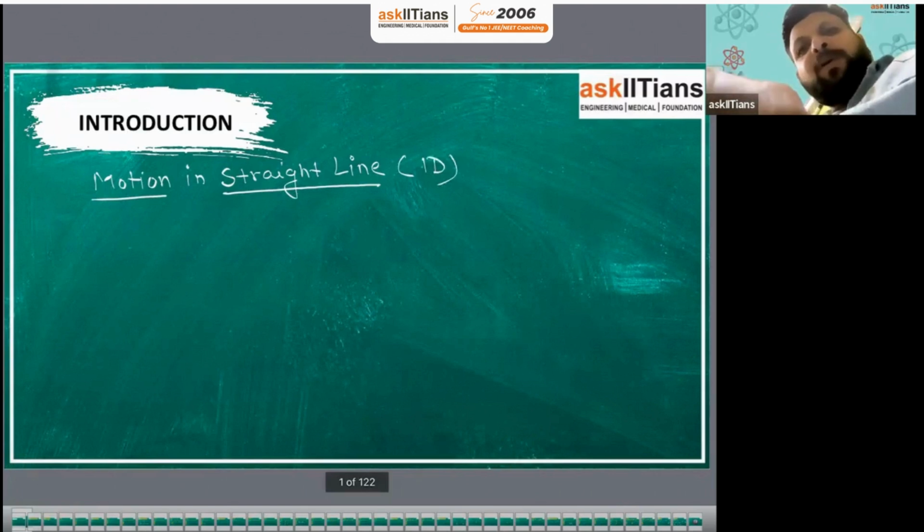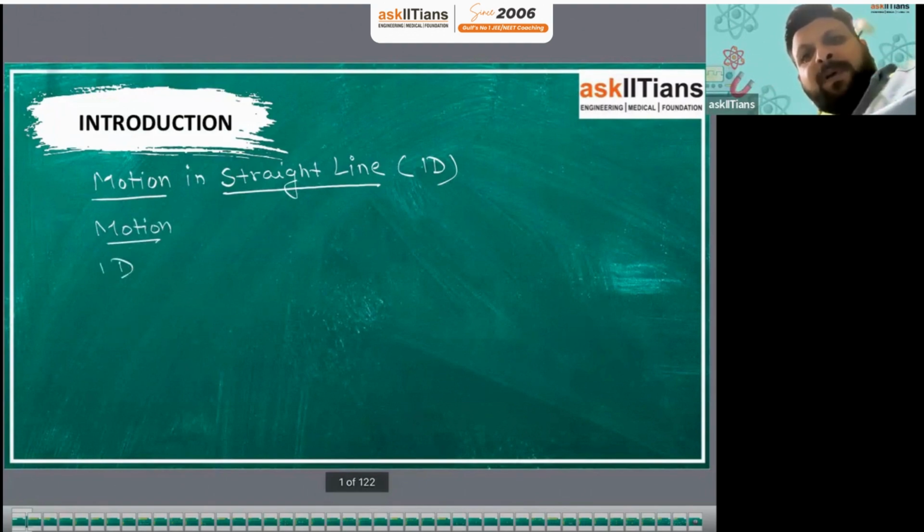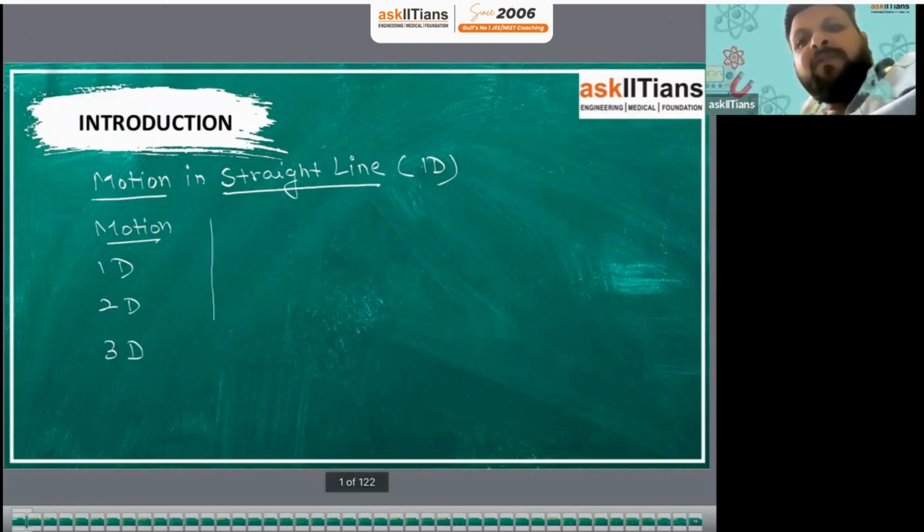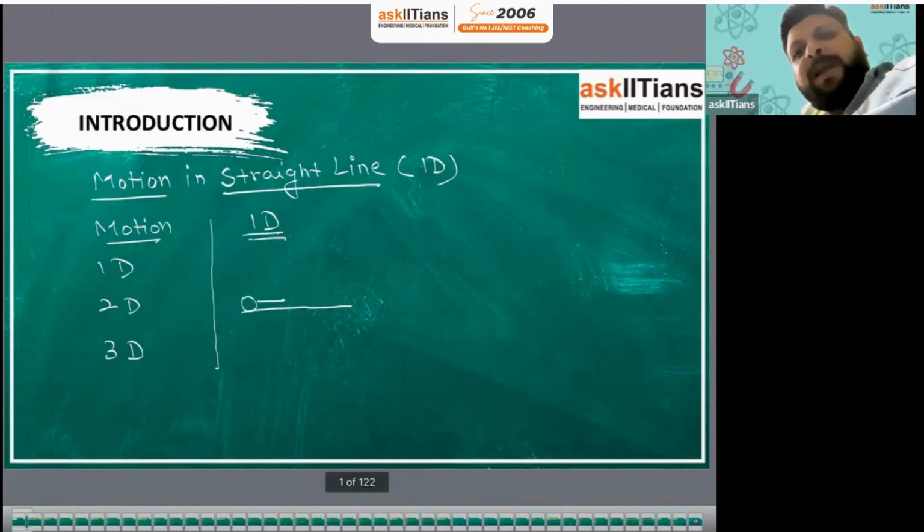So when we talk about motion, that motion can be in one dimension, two dimension, and it can also be in three dimension. When we talk about motion in one dimension, it is like any ball rolling on a plane. Suppose ball is rolling along the x direction. So we can say that motion of ball is one-dimensional motion.